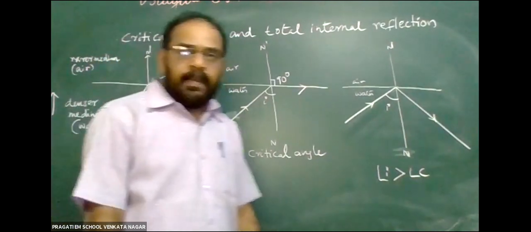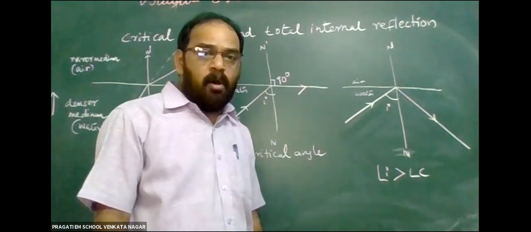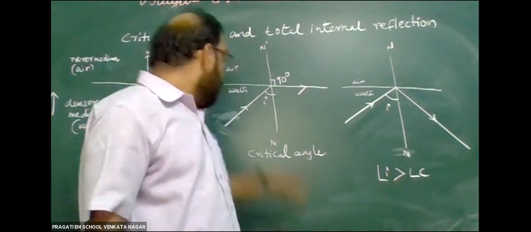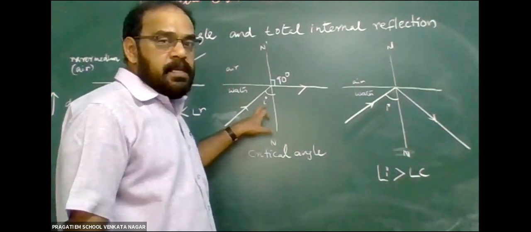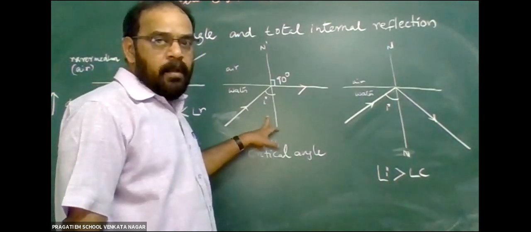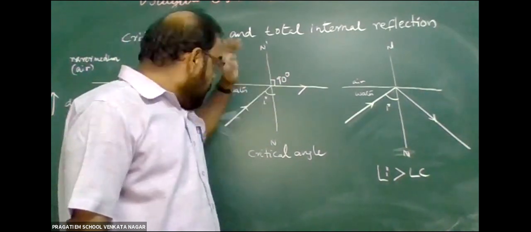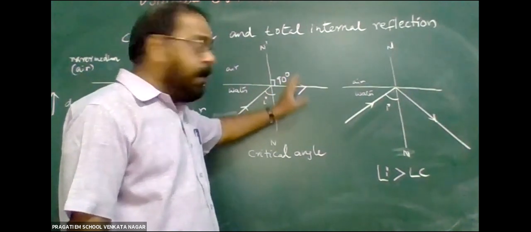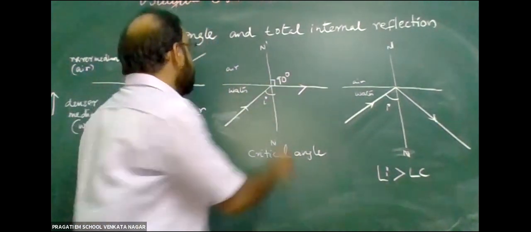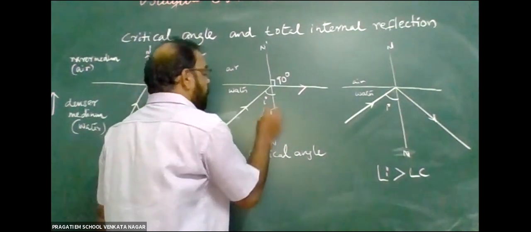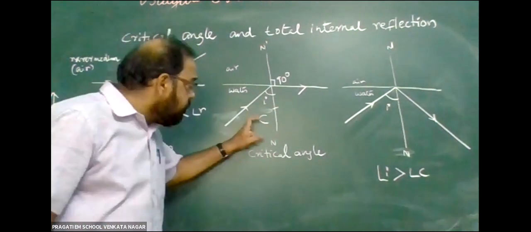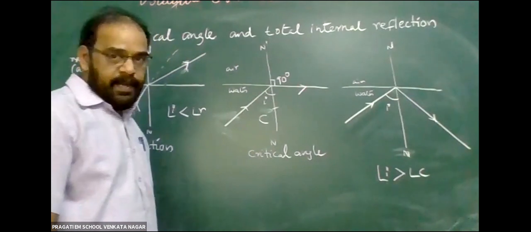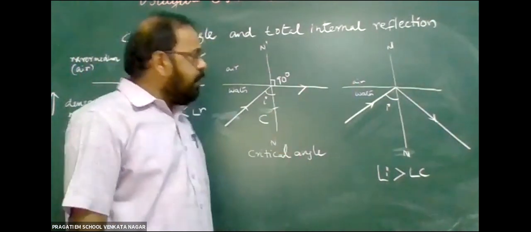The children are confusing whether critical angle is the angle of refraction or incidence. It is the angle of incidence for which the angle of refraction is 90 degrees. Sorry, the angle of refraction is 90 degrees, then the angle of incidence. This is called the critical angle. Here, the angle of incidence for which the angle of refraction is 90 degrees is the critical angle. Then what is total internal reflection?